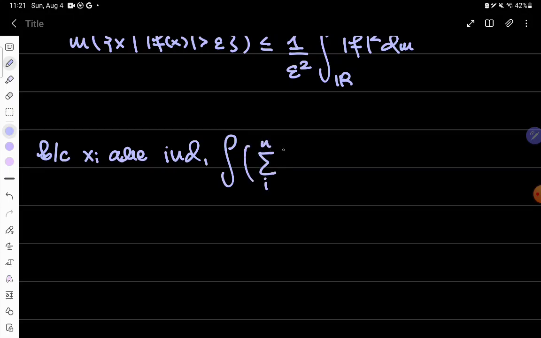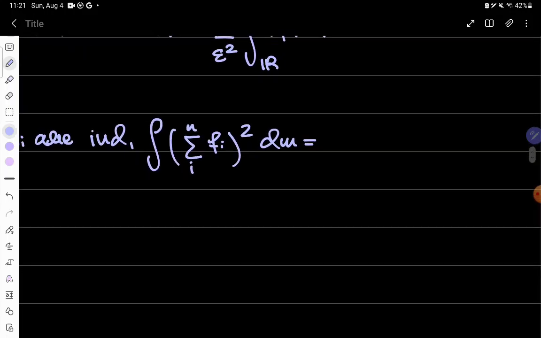Let's say the partial sum from i to n, f_i, whole squared dm. We can pull this out: sum from 1 to n of the integral of f_i squared. And of course, these things square to 1, right? All of these integrals are going to yield 1, and then you're just adding these up from 1 to n. So this is just going to be n. Okay?